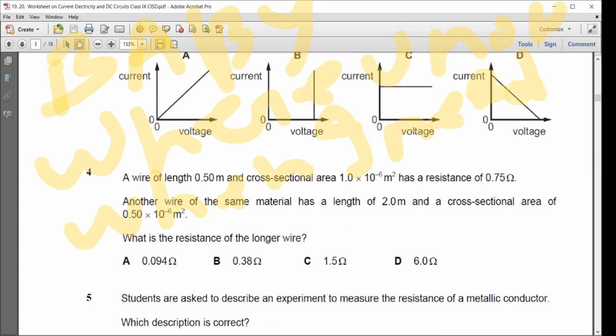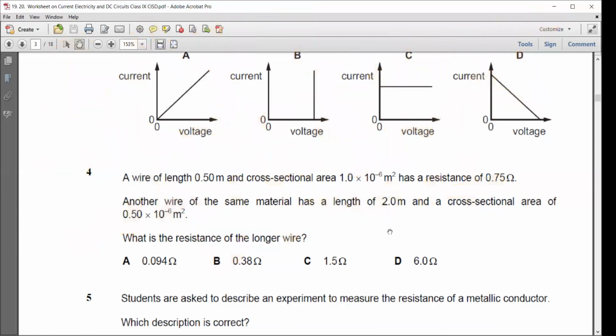So what will be the formula? Can you tell me, anyone? Resistance equals resistivity times length divided by cross-sectional area. You write this way: R2 by R1 equals rho L2 by A2 divided by rho L1 by A1.